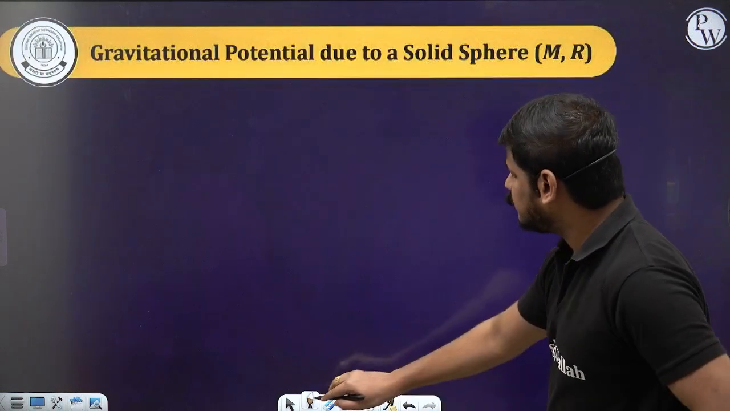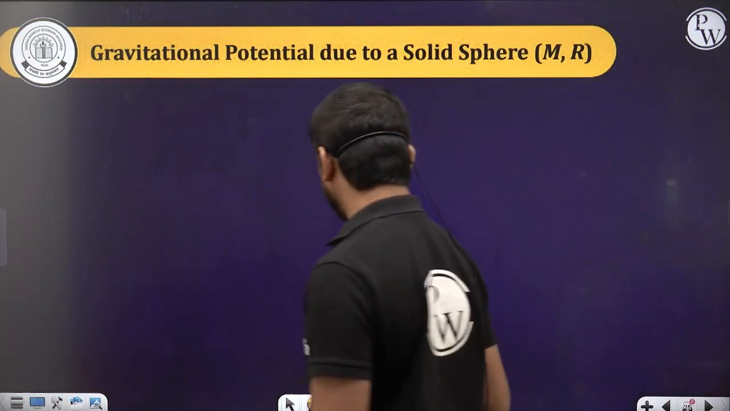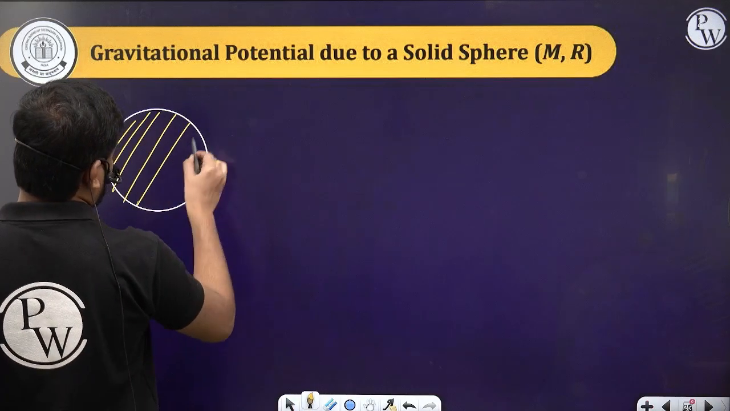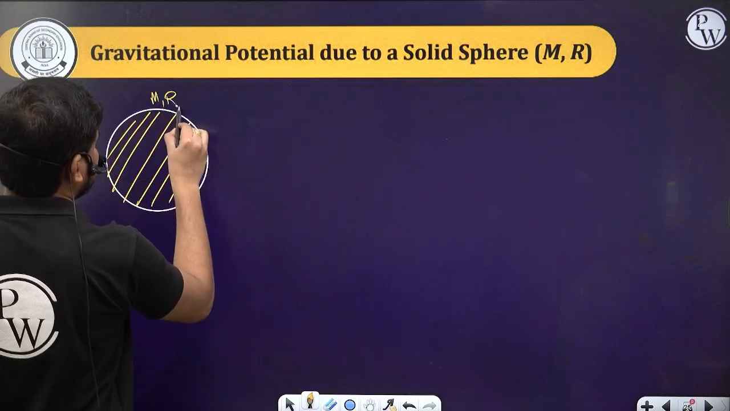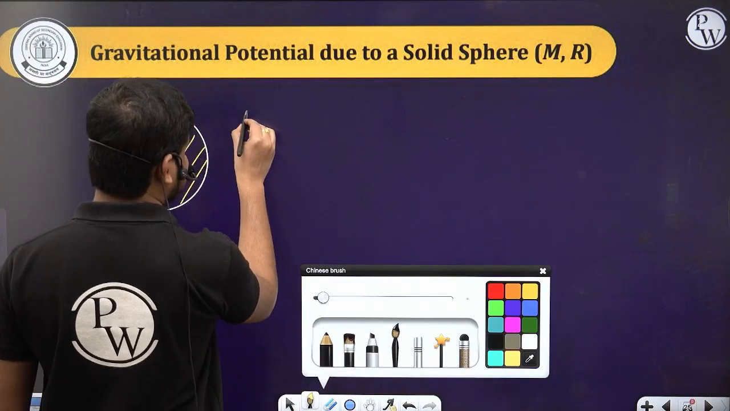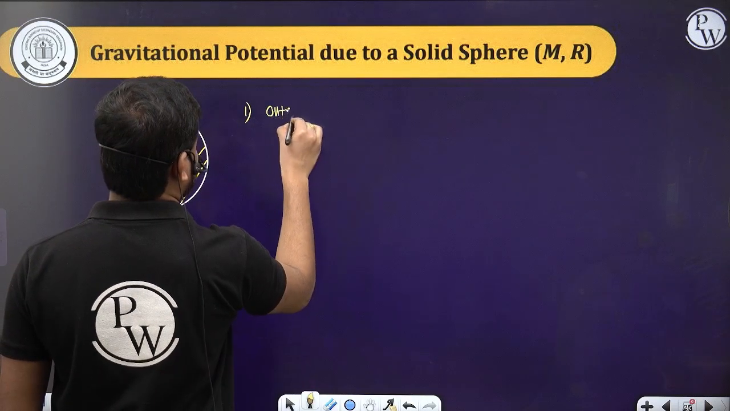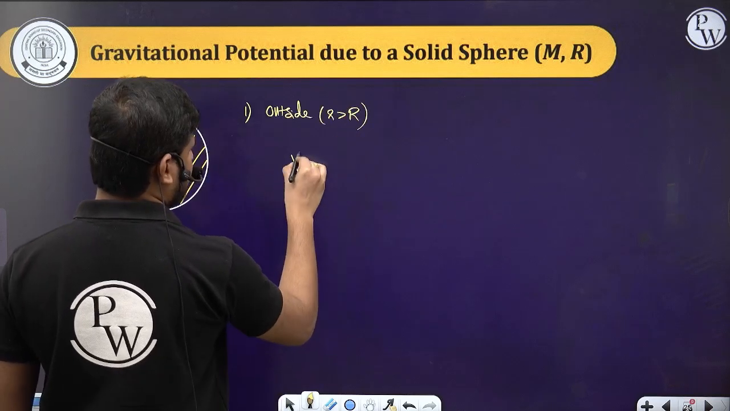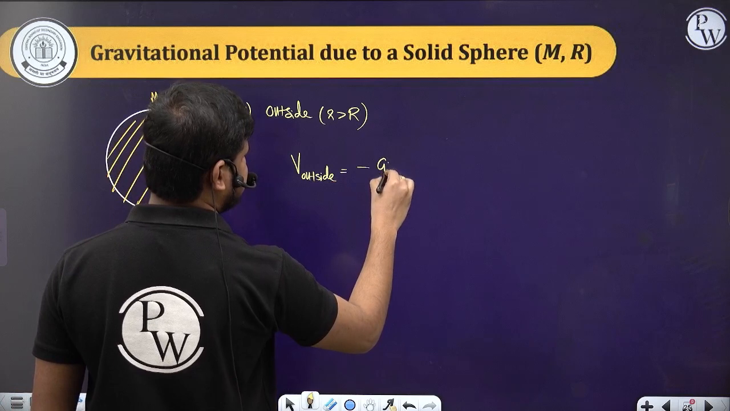So now let's go for the gravitational potential due to the solid sphere. In a solid sphere, the mass is spread throughout its volume. It has mass M and let's say radius R, and it will have some density rho. Now again there are three cases. The first one, outside, where r is greater than R, the potential outside is the same formula, minus GM by r.